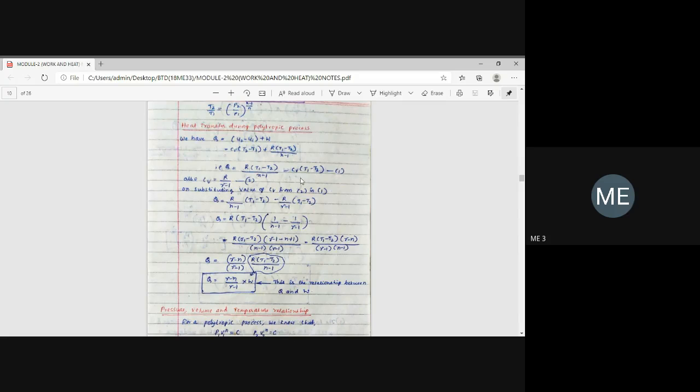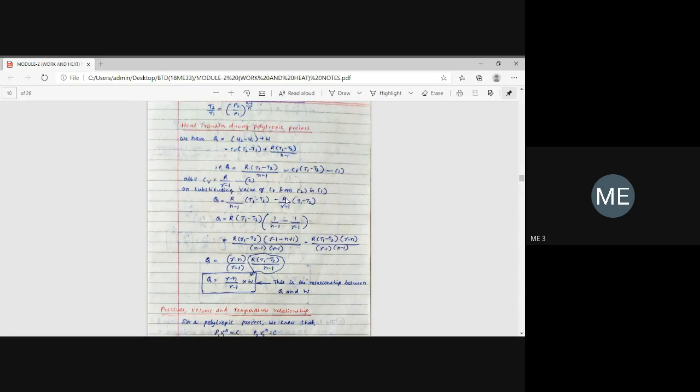Next step, Q equals, you don't change the first term, you write as it is, R into T1 minus T2 divided by n minus 1. Minus, just you change the term of Cv. Cv as R divided by gamma minus 1 into T1 minus T2. So just you change the term Cv as R divided by gamma minus 1.